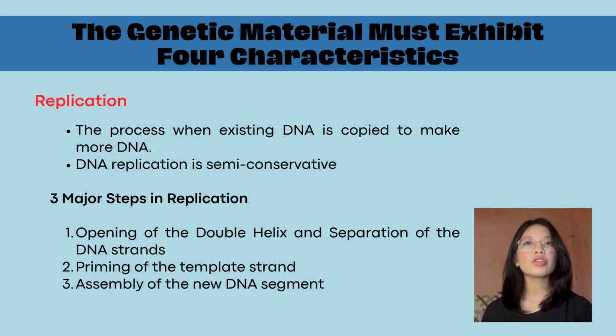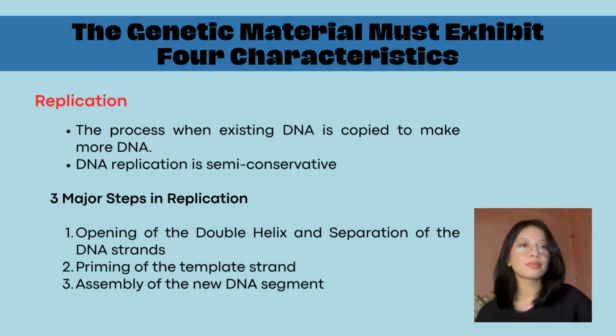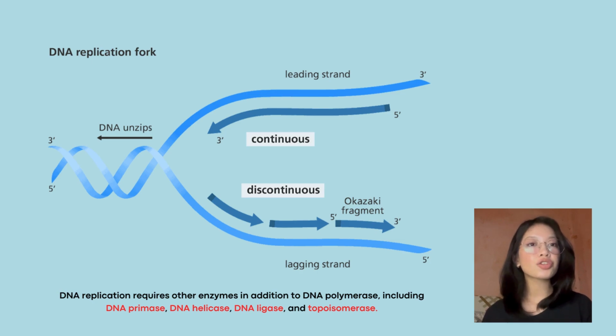There are also three major steps in replication. First is the opening of the double helix and separation of the DNA strands. Second is priming of the template strand. And third is assembly of the new DNA segment. Let us try to understand the three major steps of replication through the DNA replication fork.